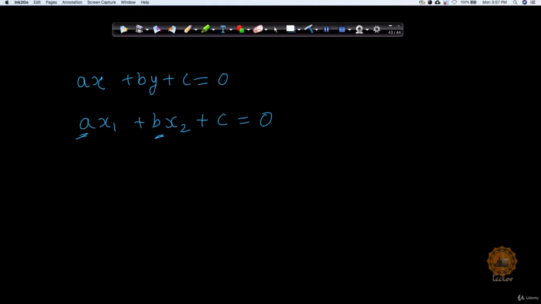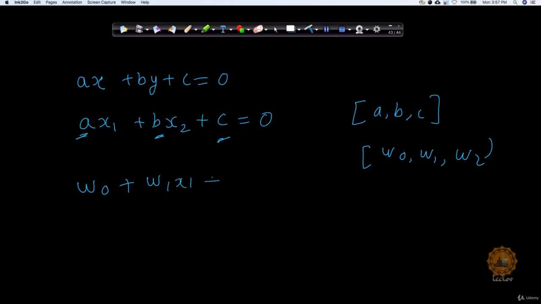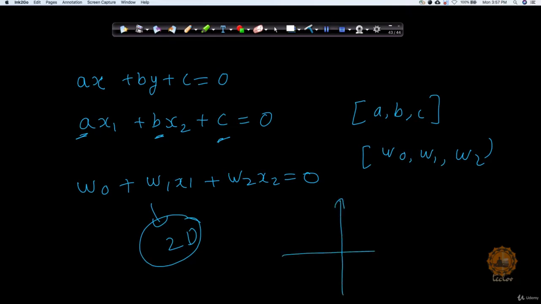Now instead of calling them a, b, c, how about if I represent a, b, c as w naught, w1 and w2? So I have w naught plus w1 x1 plus w2 x2 is equal to 0. This is another representation, which is coming in a 2D plane. So now we are no more talking about a line, but instead we are going to talk about a plane. My plane is gonna look different, right? You can visualize it in a 3D world, in front of your eyes. You do have a plane available to you.